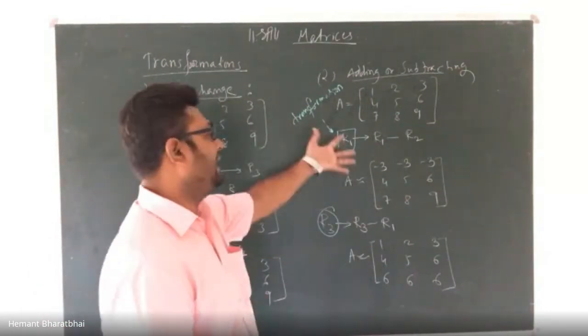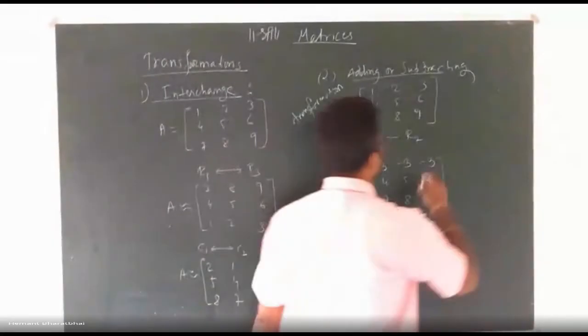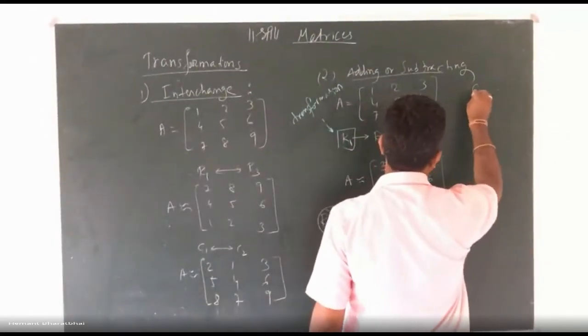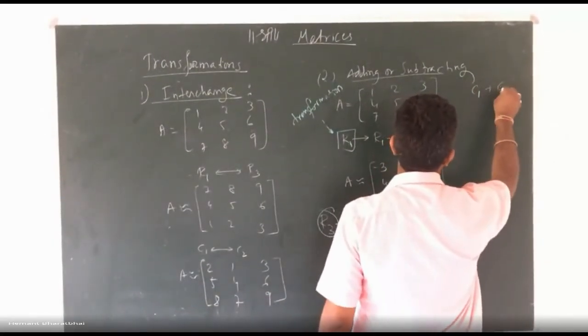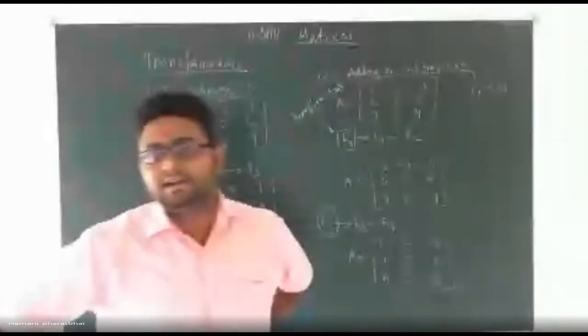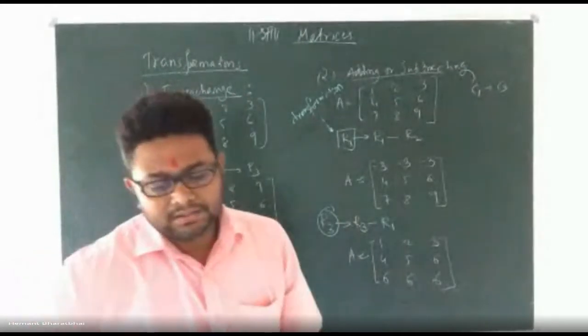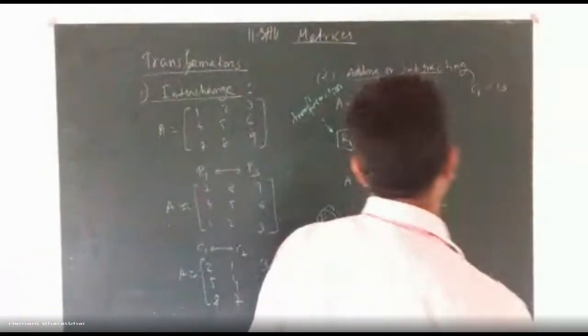Similarly, I can add 2 rows also. I can add 2 columns also. I can do something like this also. Suppose I am writing C1 plus C3. So again, what it indicates is that I am going to add C3 to C1. The transformation is only going to occur in C1.